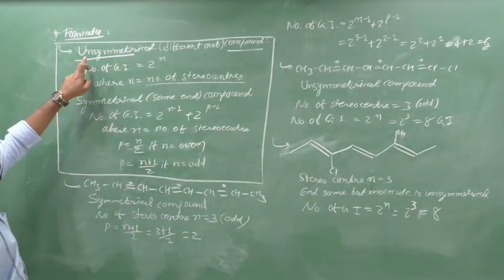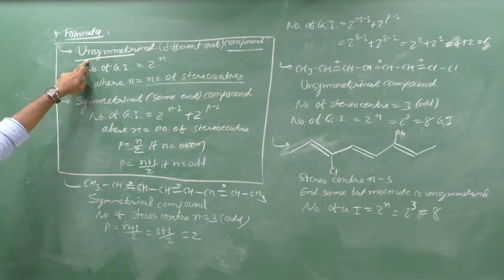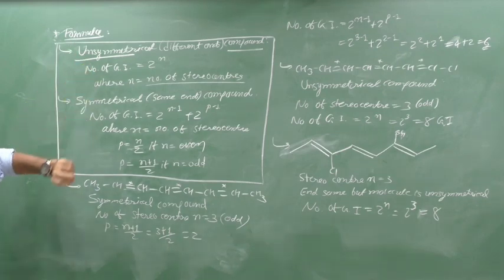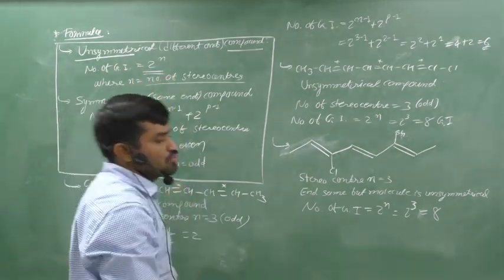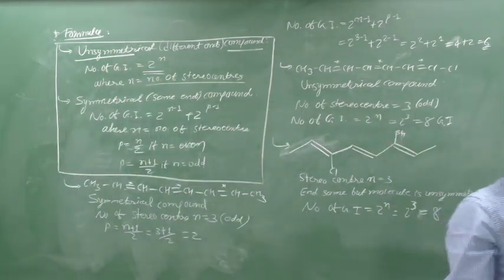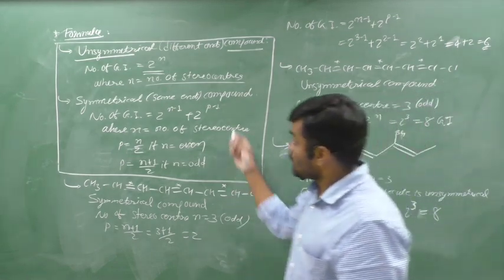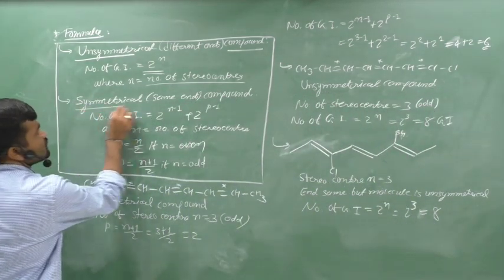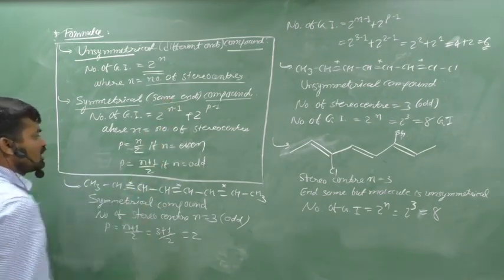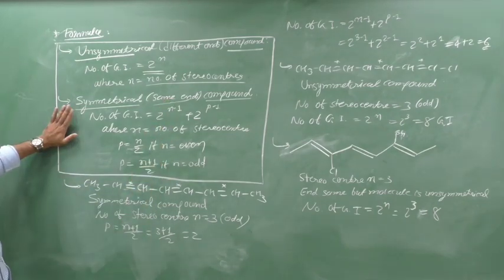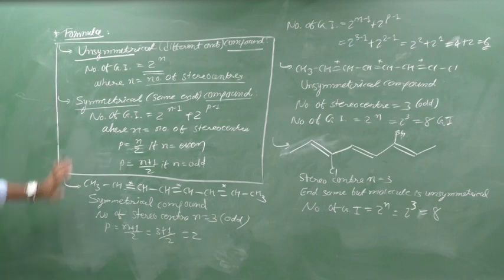If the compound is unsymmetrical and the number of stereocenters is n, therefore the number of GI is equal to 2 raised to n. Very simple formula. And for a symmetrical compound, in some books it is written as same ends, but it is not exactly correct for all cases. Therefore we can remember symmetrical compound.